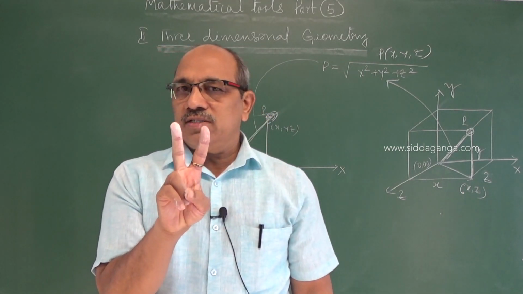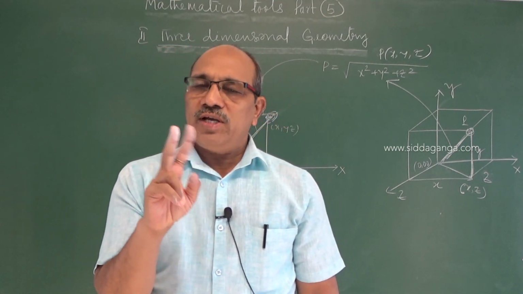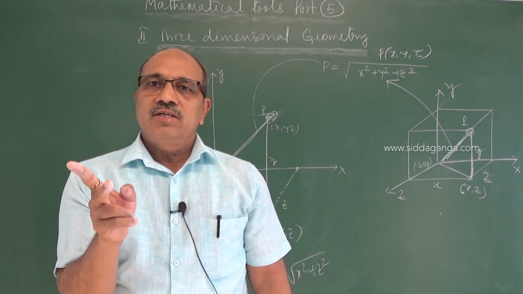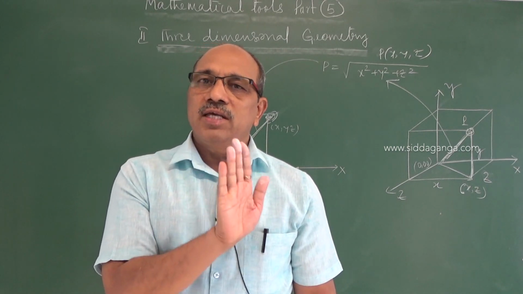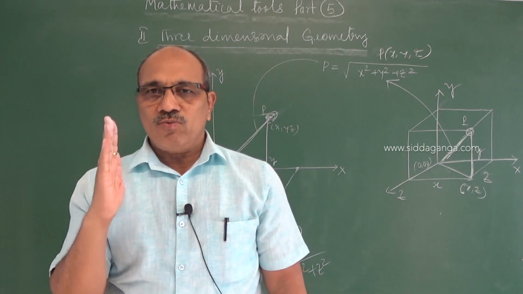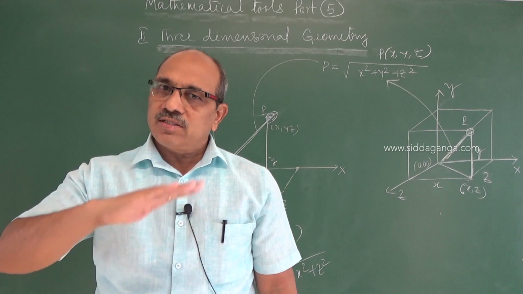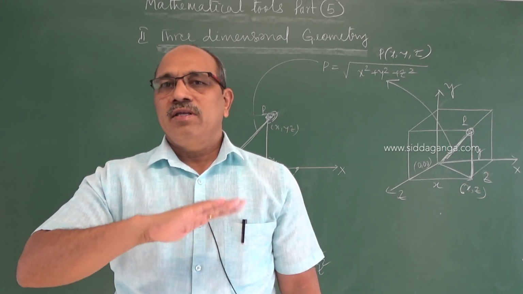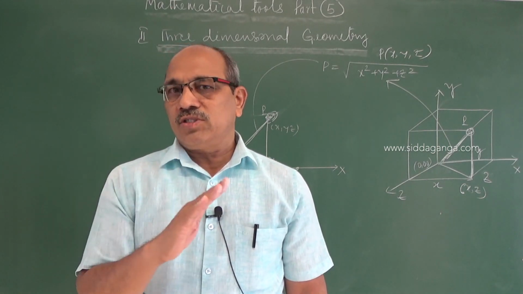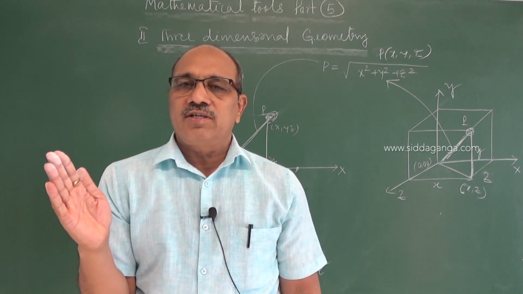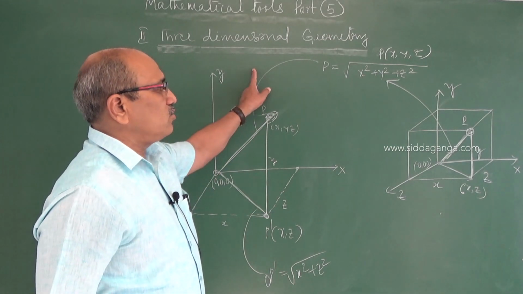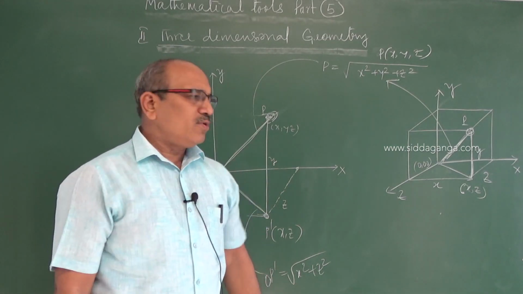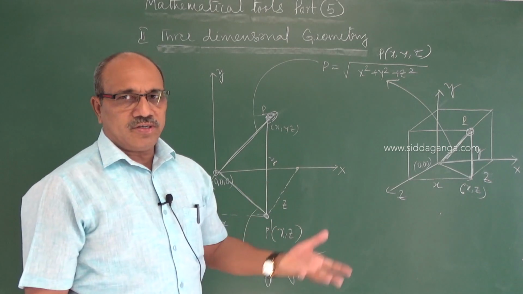If the variation is only in x, y, or y, z, or z, x, then it will be in the corresponding planes: if x, y vary, the xy plane; y, z, the yz plane; z, x, the zx plane. But if x, y, z all three coordinates vary, then we have to use three-dimensional geometry. Here we can measure the distance of a point.